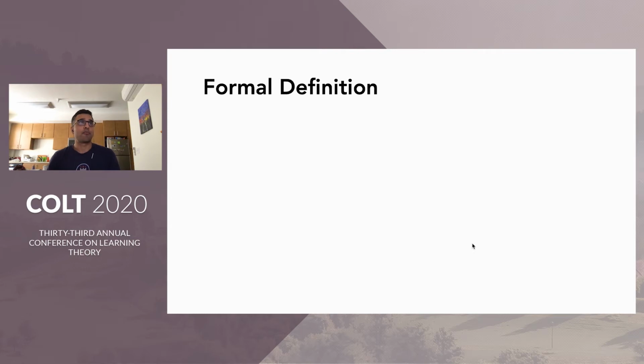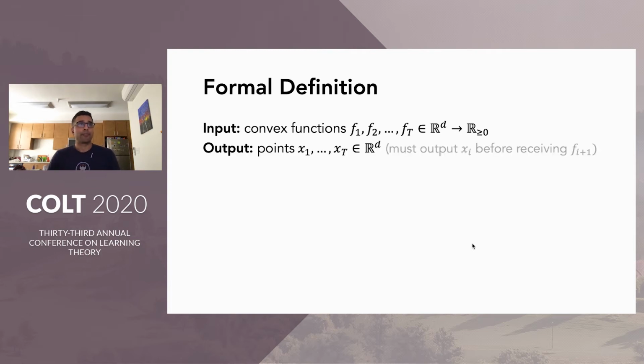Okay, let's define the problem formally. We're given convex functions f1, f2, all the way up to fT. And these go from the d-dimensional Euclidean space to the non-negative reals. And we must output points x1 through xT. Because it's an online algorithm, we must output point xi before receiving fi plus 1. The cost after capital T steps is the movement cost, which is the sum of the norm of xi minus xi minus 1, and the sum of the hit costs, which is the sum of fi of xi. Here, and throughout this talk, norm will denote the L2 norm.